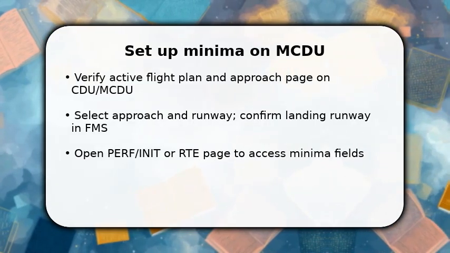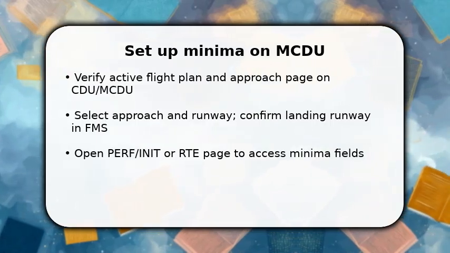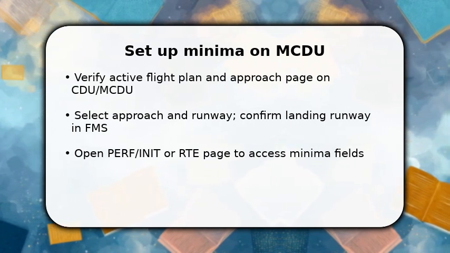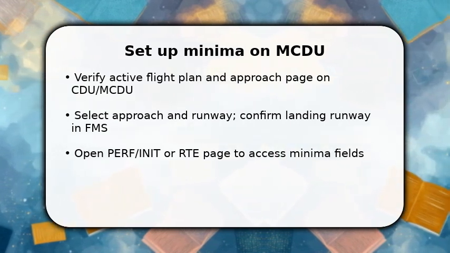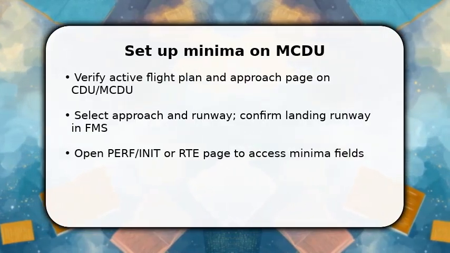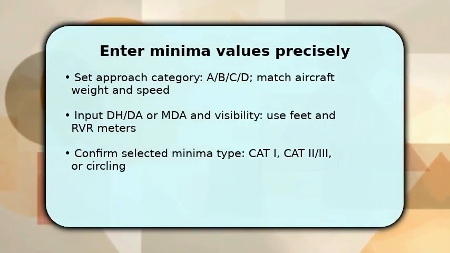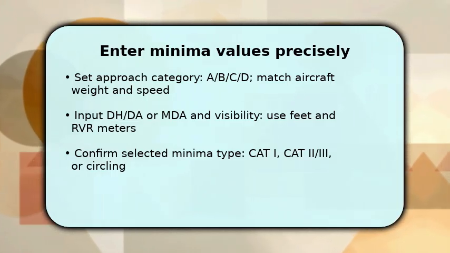Once you see the minima fields, prepare required values: landing minima source, category, and decision height or minima altitude before moving to the CDU fields. Now input the actual minima numbers. Choose the approach category based on weight and flap/speed configuration, then enter the correct DH/DA or MDA in feet and the visibility as RVR in meters when available.